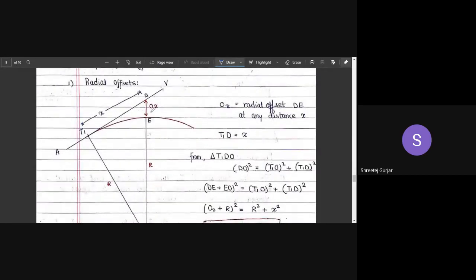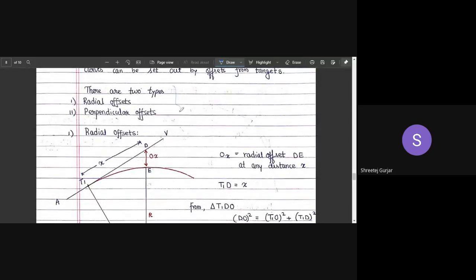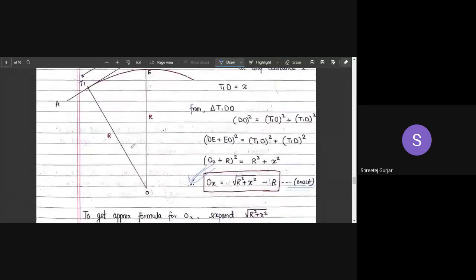So radial offset, I have shown you. The formula for radial offset is OX equals square root of r square plus x square minus r. This is the exact formula, and we will make use of it to solve a numerical on this topic.